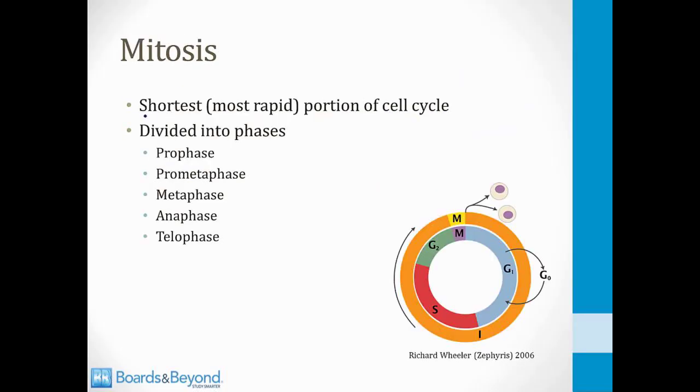Now let's talk about mitosis. This is the shortest or most rapid portion of the cell cycle. It's usually divided into 5 phases called prophase, prometaphase, metaphase, anaphase, and telophase, and we'll go through all of these in the next few slides.